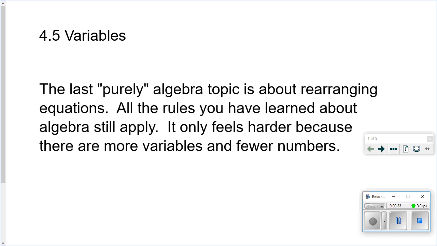The rules for rearranging equations are no different than the rules that you already know. So there really isn't anything new in this lesson. The only part that changes is that there's not a lot of numbers. And for a lot of people, that seems weird to be doing math when there are no numbers involved with the math. We don't do this an awful lot in day-to-day life. Well, we don't do algebra a lot in day-to-day life, but we'll come back to that later.